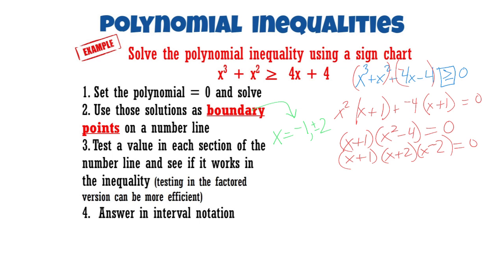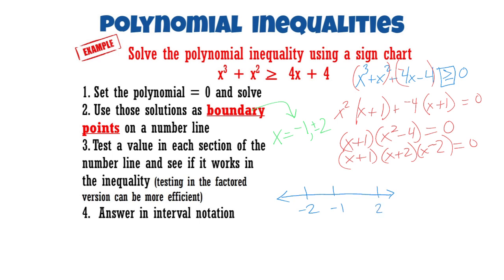So I'm ready for step 3 now. It says test a value in each section of the number line and see if it works. Okay, sorry, I should have read step 2 first. Use those solutions as boundary points on a number line. So here's what I've got, this number line here, and I'm going to put those 3 values on there: negative 2, negative 1, and a positive 2 over here.